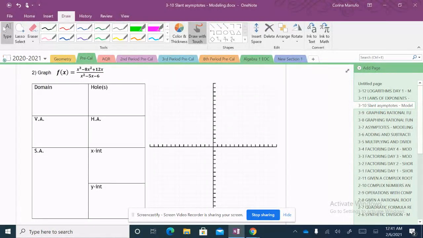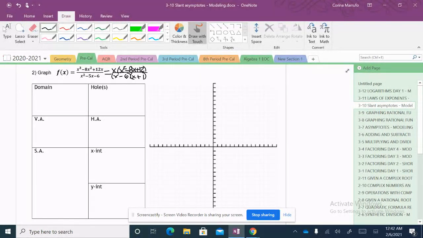Alright, the next part. So here we have x to the third power minus 8x squared plus 12x over x squared minus 5x minus 6. So we start off by factoring. I'm going to take out an x here, and I'm left with x squared minus 8x plus 12. And on the bottom, I'm going to make my 2 factors already. x times x gives me x squared. 2 times 3 gives me 6, but that adds up to 5, and one of them has to be negative. So negative 6 plus 1 would add up to negative 5.